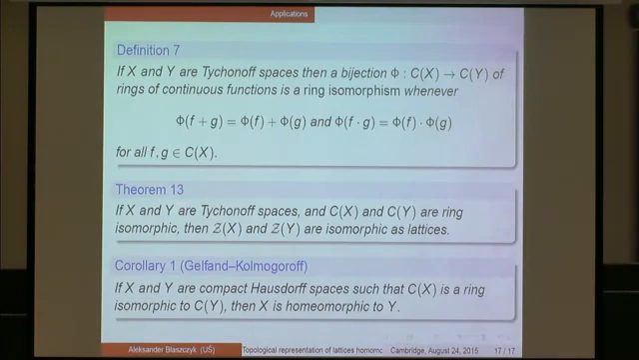So using the Wallman representation, we have the following well-known, very old theorem given by Gelfand and Kolmogorov. If x and y are compact Hausdorff spaces such that C of x is ring isomorphic to C of y, then x and y are homeomorphic. There are also some other results. I should note that the paper is almost published in Topology and its Applications, a joint paper with my pupil Wojciech Bielas. Thank you very much for your attention.